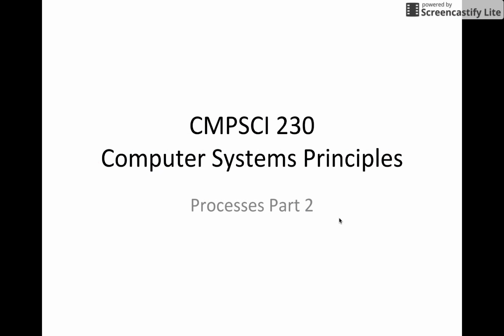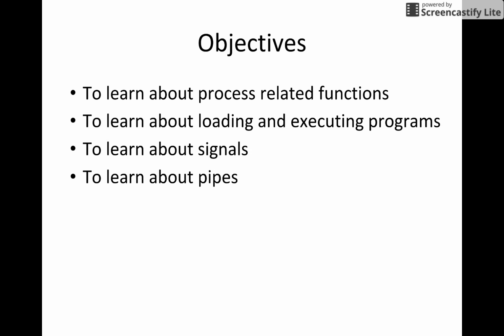Okay, this is Computer Science 230, Computer Systems Principles, and this is the second part about processes. Some of our objectives in this video are to learn about process-related functions, to learn about loading and executing programs, to learn about signals, and to learn about pipes.